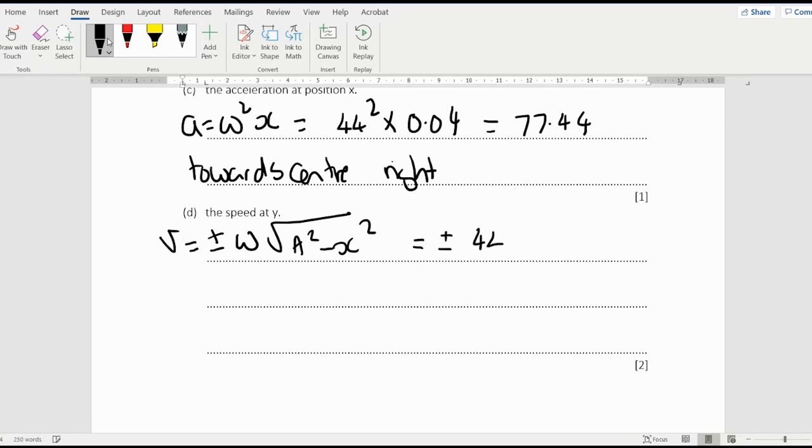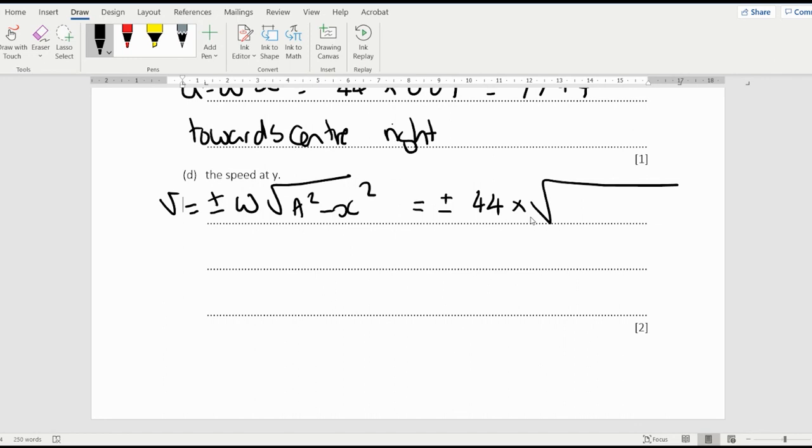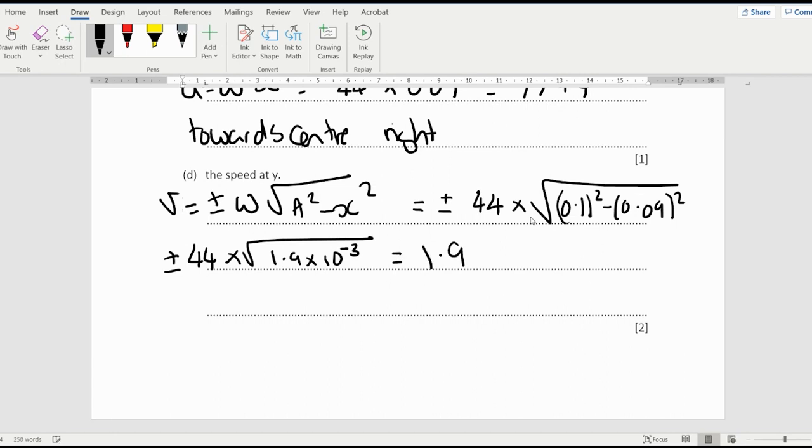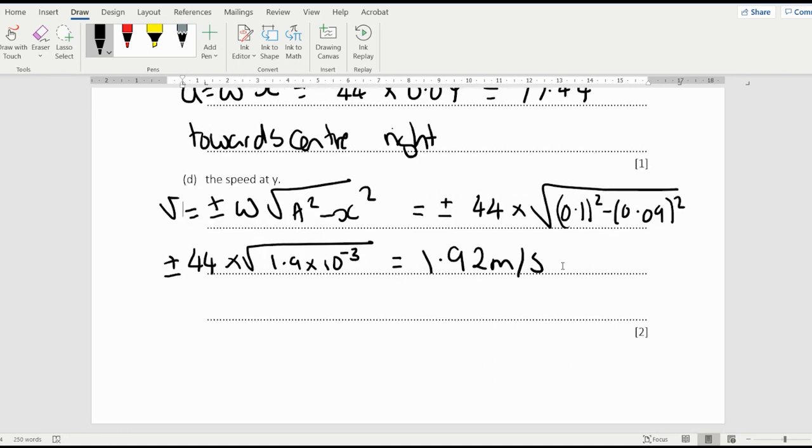So omega here is 44, times the square root of the amplitude squared minus x squared, so 0.1 squared minus 0.09 squared. That's going to be plus or minus 44 times the square root of 1.9 times 10 to the minus 3. Square root that, and times it by 44, and I end up with a speed of 1.92 meters per second there. Just grab the mark scheme. 1.9.